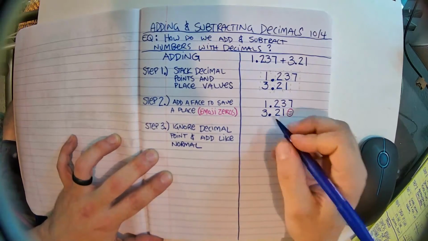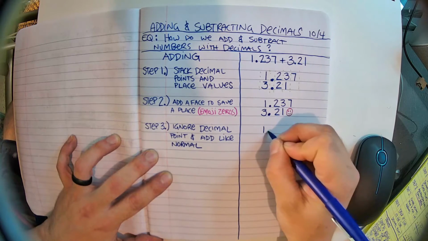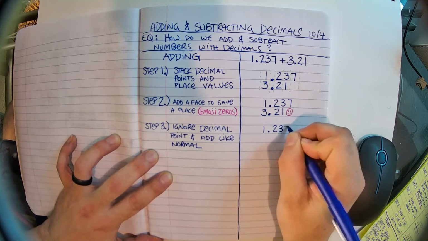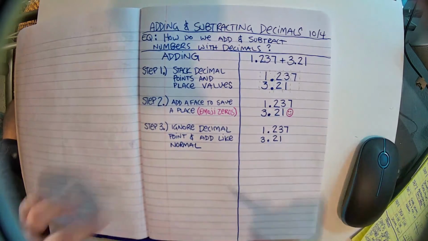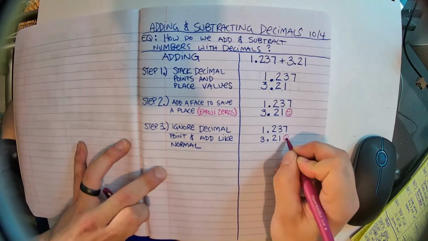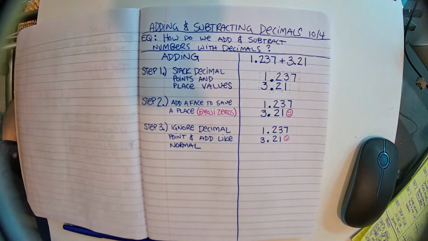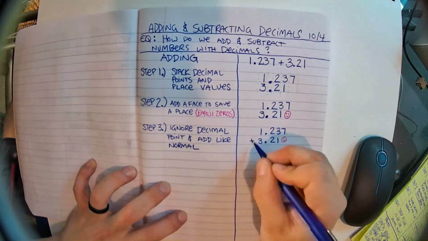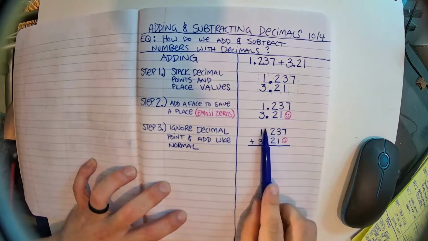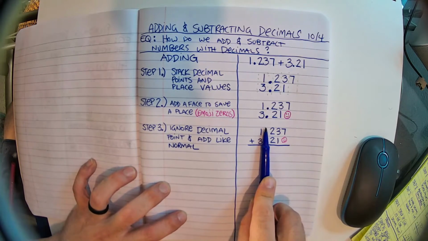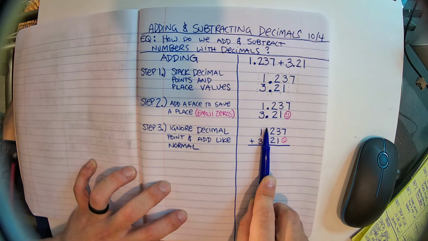All right. So what I mean by that is we're looking at the numbers. I'm going to put my emoji zero in there, so we have everything lined up. Now that they're lined up, I'm going to add them, but I'm just going to pretend the decimal point doesn't exist. So basically, you're looking at 1,237 plus 3,210. We're just going to add like whole numbers.